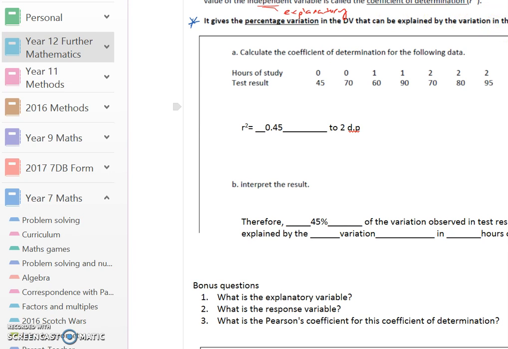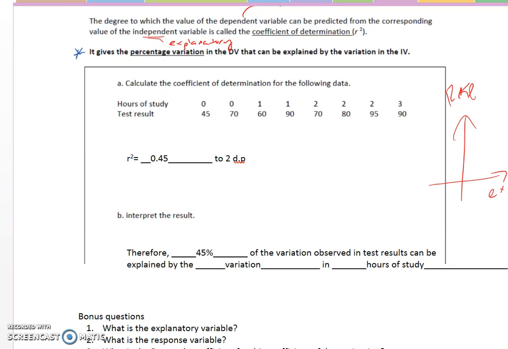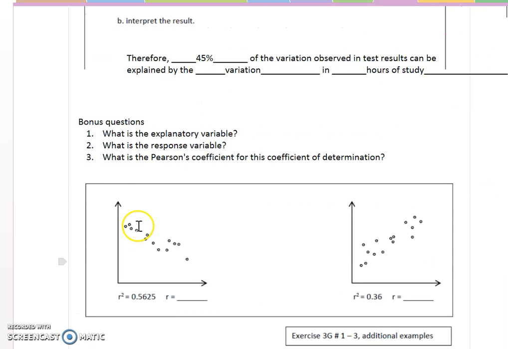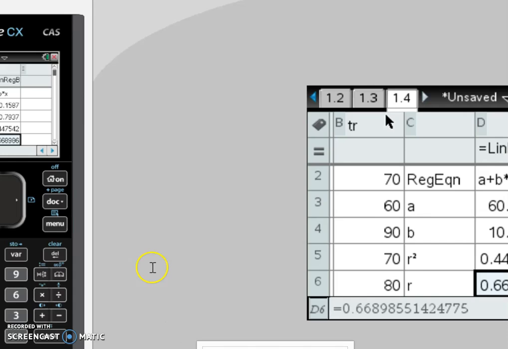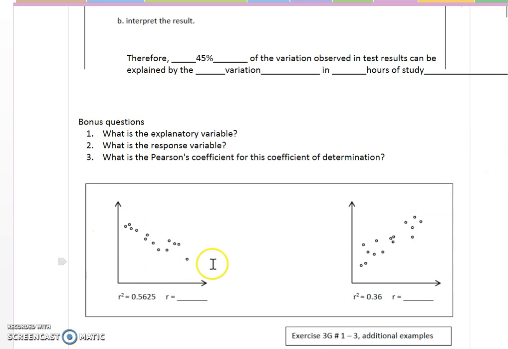Now, looking here, if you knew that R squared is this number, calculate R, you would do exactly what I did with the calculator. You would do the square root. But then you need to be careful because this is a negative gradient, so your answer should be negative. Your calculator won't do that for you. You need to recognize that if you have a negative relationship, then your R value is going to be negative.